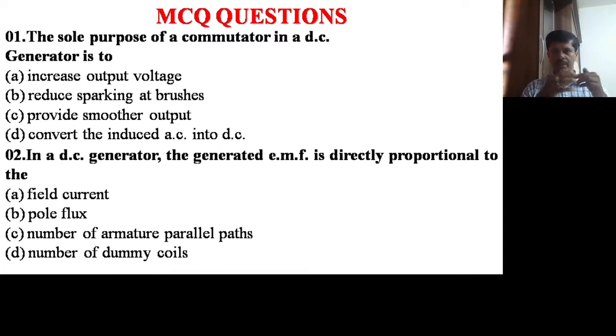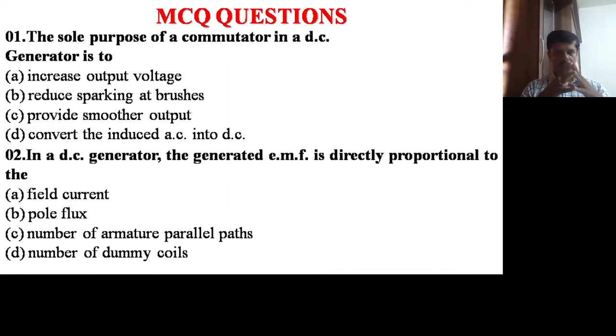Like that commutator, it is a mechanical rectifier. It converts mechanical energy into electrical energy. And also next, brushes. The function of the brushes is to collect the current from the commutator and convey it to the external load circuit. And for supporting this one, shaft bearings are used. This is nothing but the simple constructional details of a DC generator.